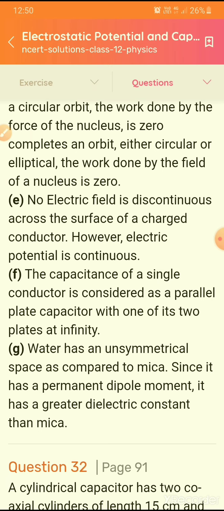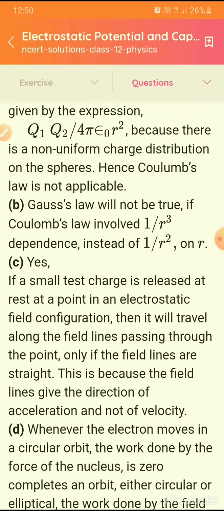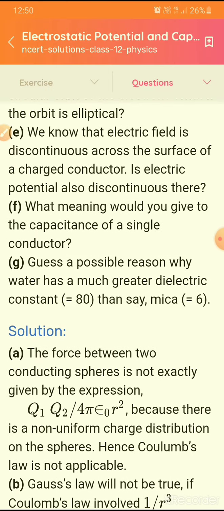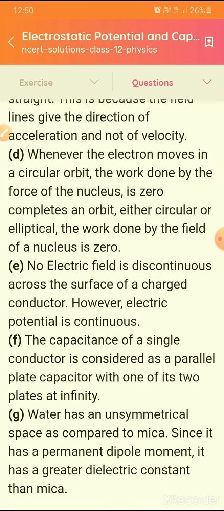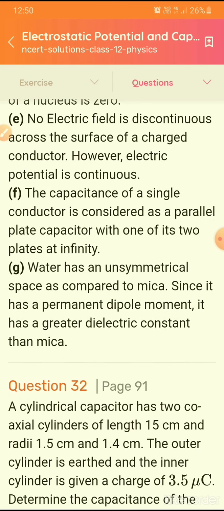So if we go for the next question, the sixth question: what meaning would you give to the capacitance of a single conductor? The capacitance of a single conductor is considered as that of a parallel plate capacitor with one of its two plates at infinity. In a parallel plate capacitor, to have it as a single conductor, one plate is at infinity.